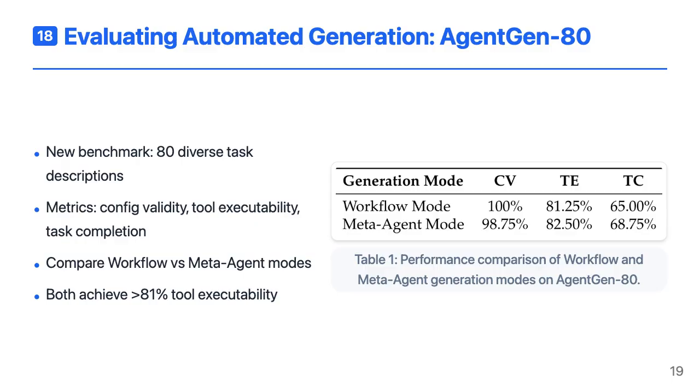To systematically test automated agent generation, the authors build their own benchmark, AgentGen-80. It contains 80 task descriptions, from simple retrieval to complex multi-step automation. They evaluate three aspects: whether the generated YAML is structurally valid, whether synthesized tools compile and run correctly, and whether the resulting agent can actually complete the task. This lets them compare the deterministic workflow mode against the more flexible meta-agent mode.